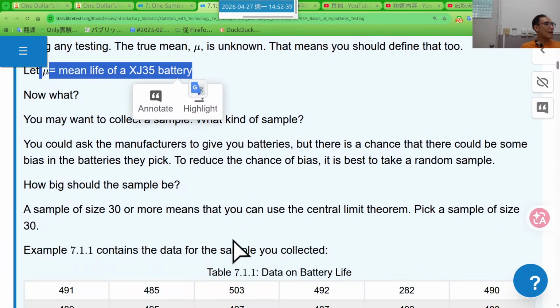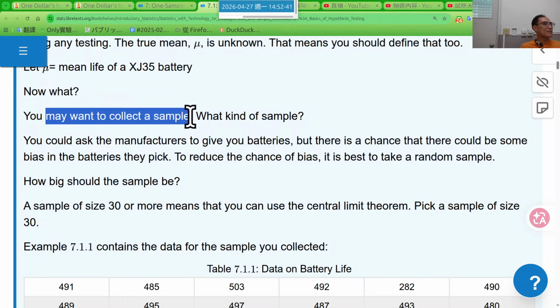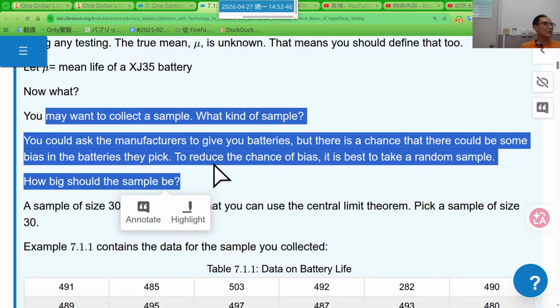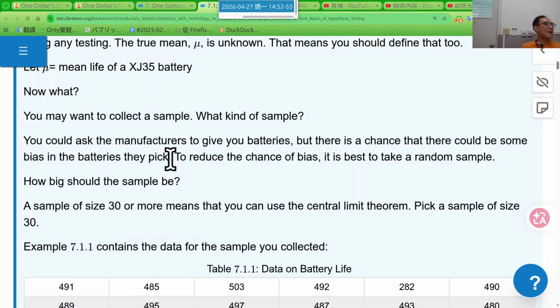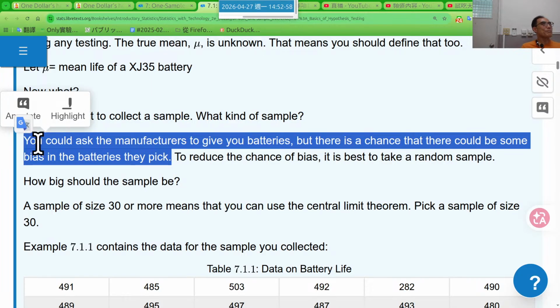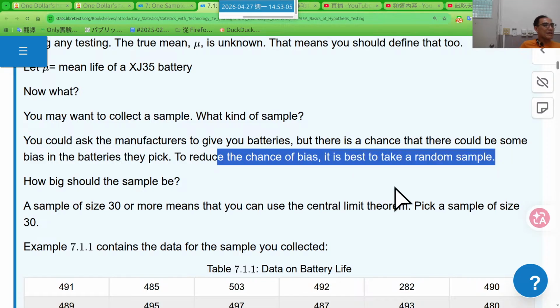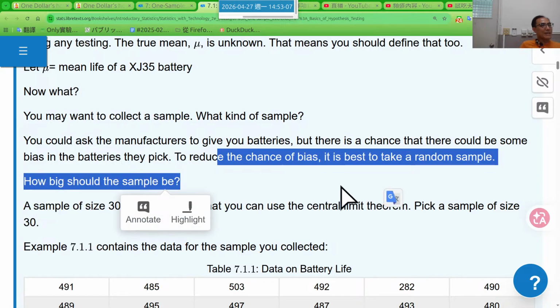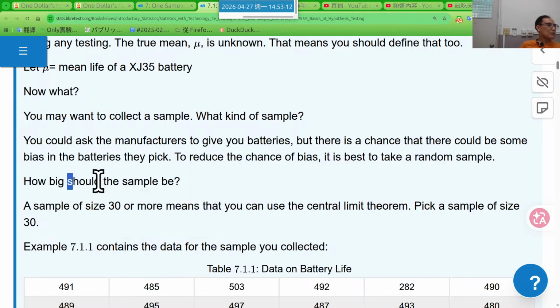Now what? You want to collect a sample. What kind of sample? You can ask manufacturers to give you batteries, but there is a chance that there could be some bias in the batteries they pick. They may pick the best quality batteries for your testing. So to reduce the chance of bias, the best way is to take random samples. How big should the sample be?